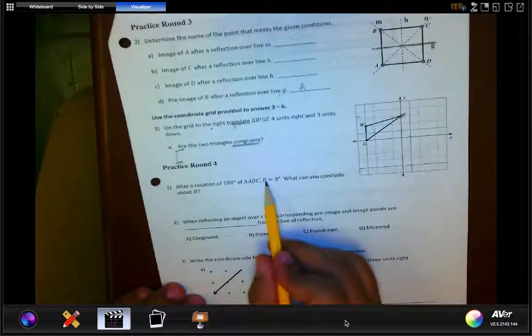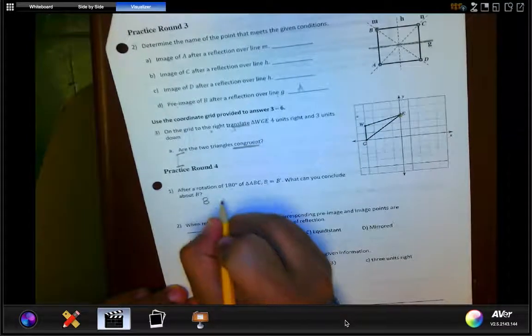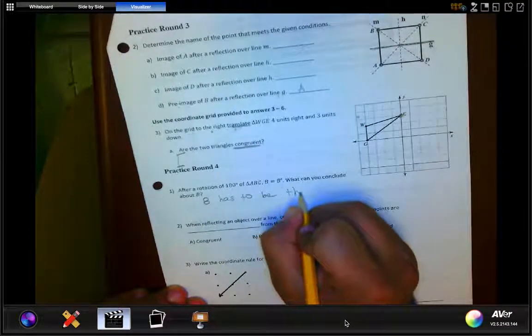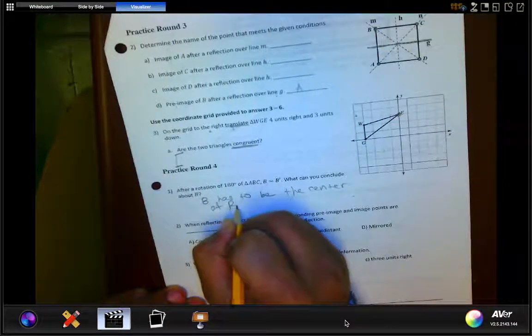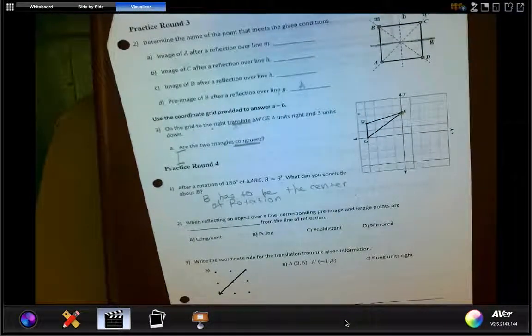So in this case, what can we tell about B and B prime? Well, B has to be the center of rotation, okay? Because the center of rotation does not move.